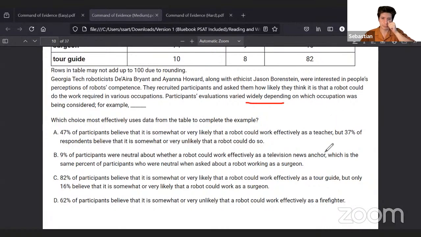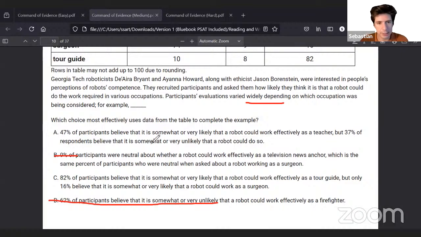82% of participants believe that it is somewhat or very likely that a robot could work effectively as a tour guide, but only 16% believe that it is somewhat or very likely that a robot could work as a surgeon. And then D, 62% of participants believe that it's somewhat or very likely that a robot could work as a firefighter. So that one doesn't compare across jobs. C looks like the right one because it's comparing across jobs and shows how different they are. B is saying the two jobs are the same.